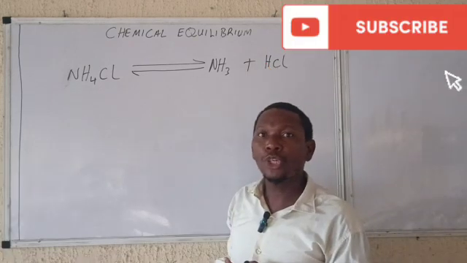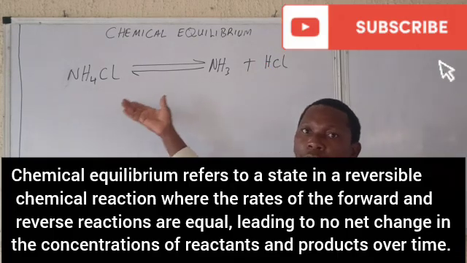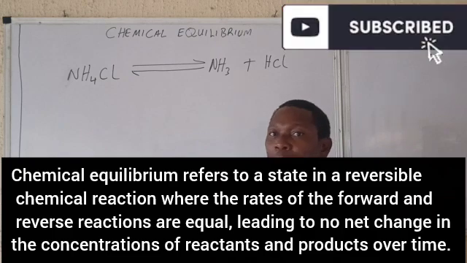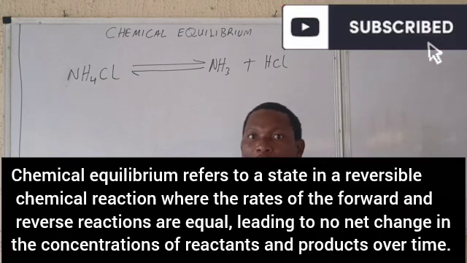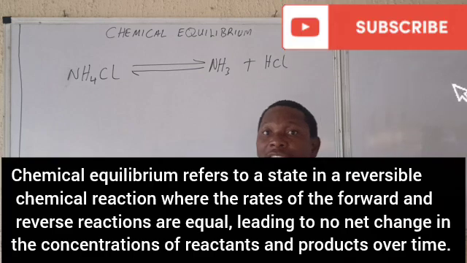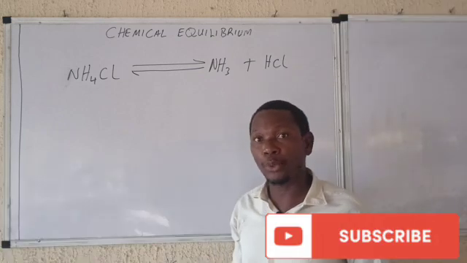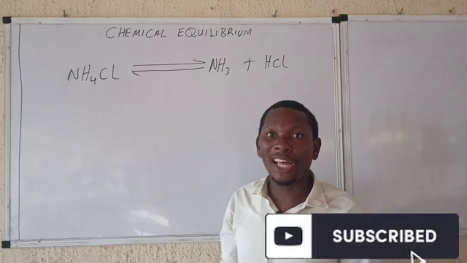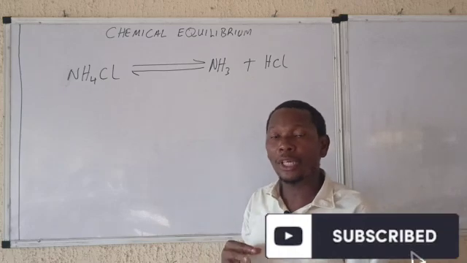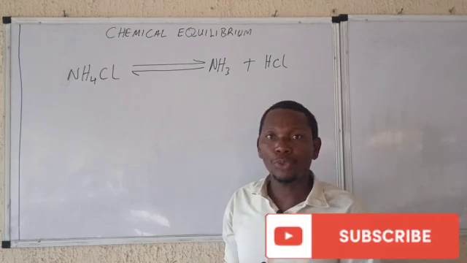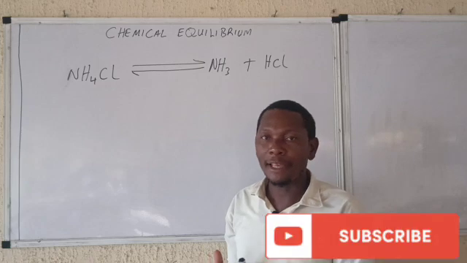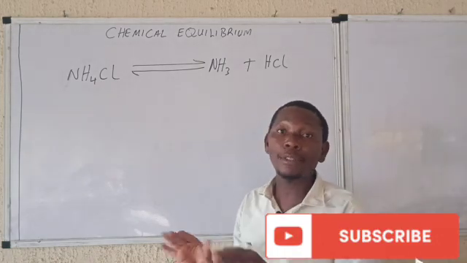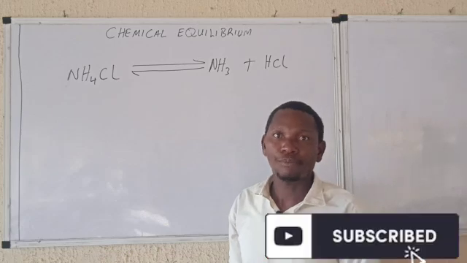This system in which the forward reaction is equal to the backward reaction is said to be in a dynamic equilibrium. So when we talk about the real state of equilibrium, the system is actually in a state of dynamic equilibrium, where the forward reaction is equal to the backward reaction, and the concentrations of the reactant and the product are the same over time. So this system is said to be in a dynamic equilibrium. It's a very simple concept.